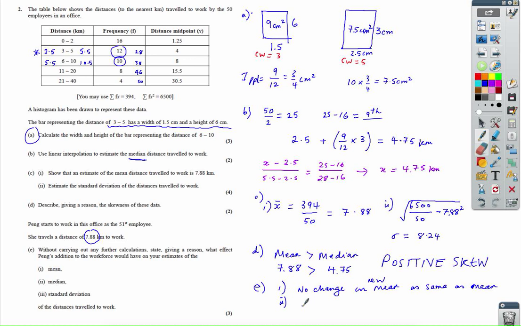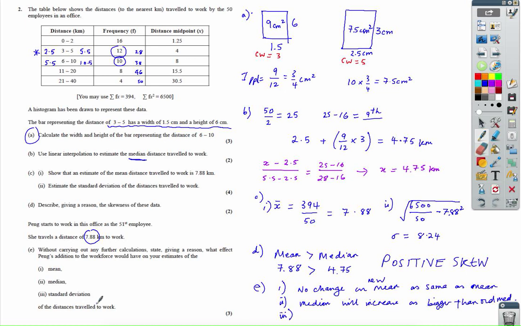Median. Okay, will it change the median? Yes, it will. It will increase it. Look, the median was at 4.75. This number is bigger than the median, so the median will increase, as it's bigger than the old median. It gets dragged further up, if you like.